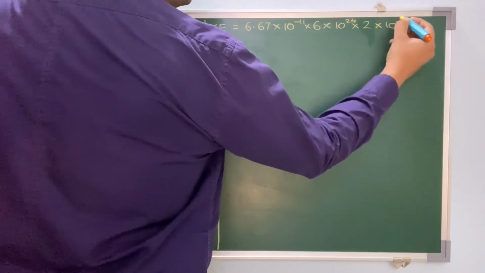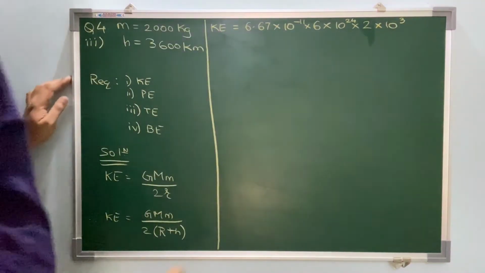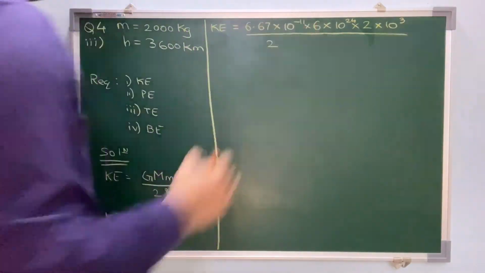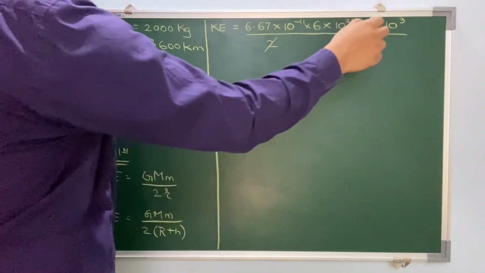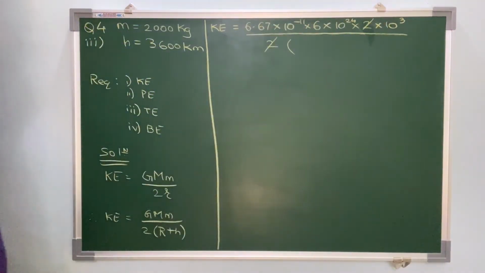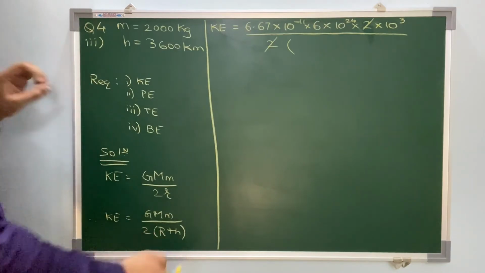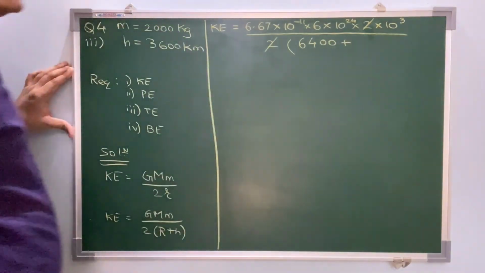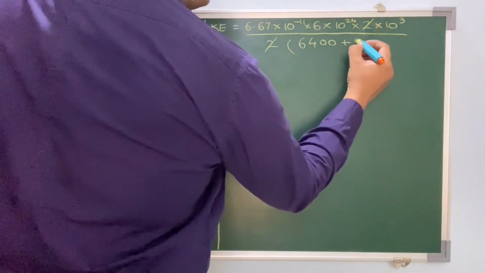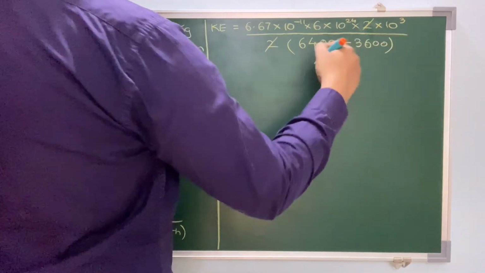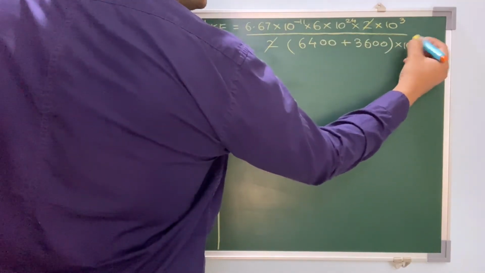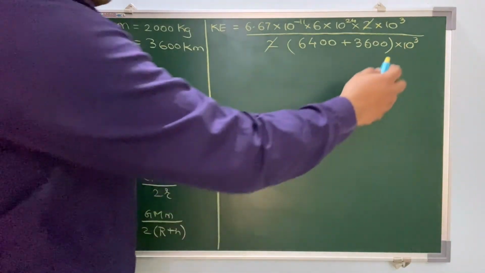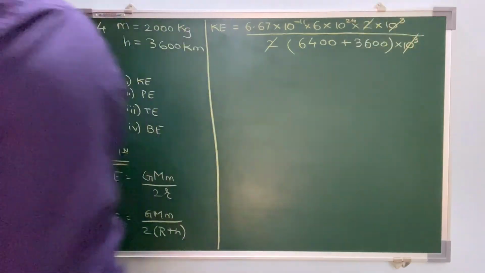So let me just say 2 into 10 raised to 3. 2000 is nothing but 2 into 10 raised to 3 divided by 2 times. So this 2 is going to get cancelled off. Brackets. Now we have capital R plus H. So capital R value we know is 6400 kilometers plus this is 3600, and both of these are kilometers. Kilometers means it's nothing but 10 raised to 3 meters. So again what happens is this 10 raised to 3 gets cancelled, right?